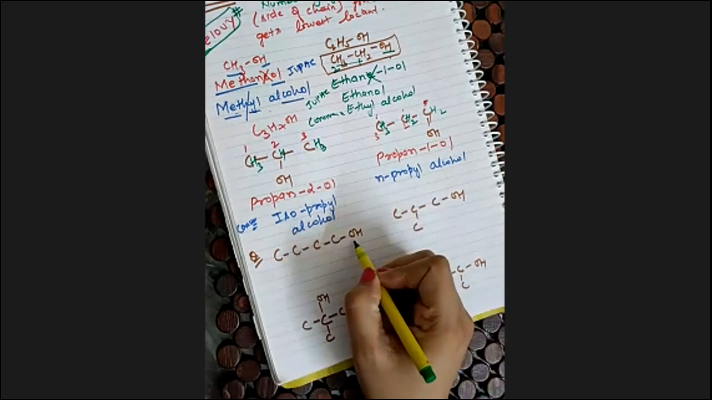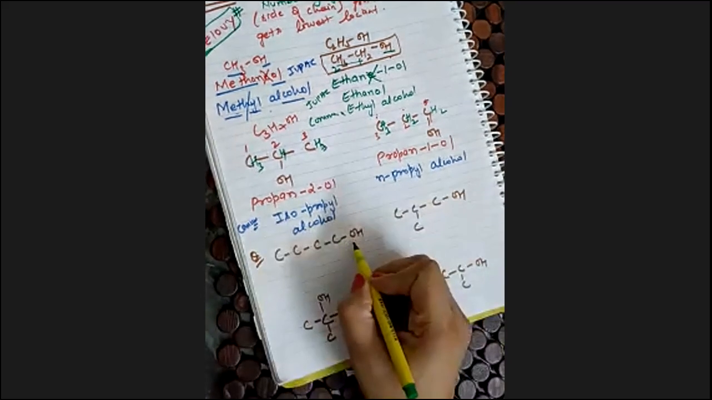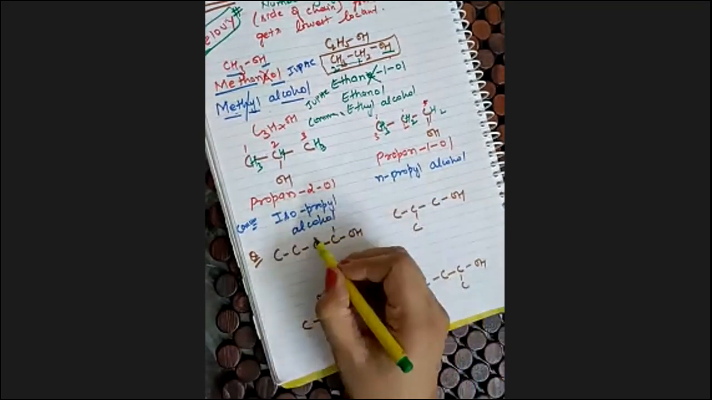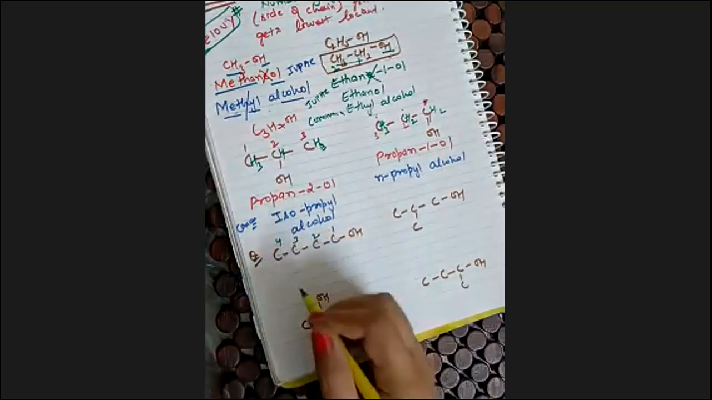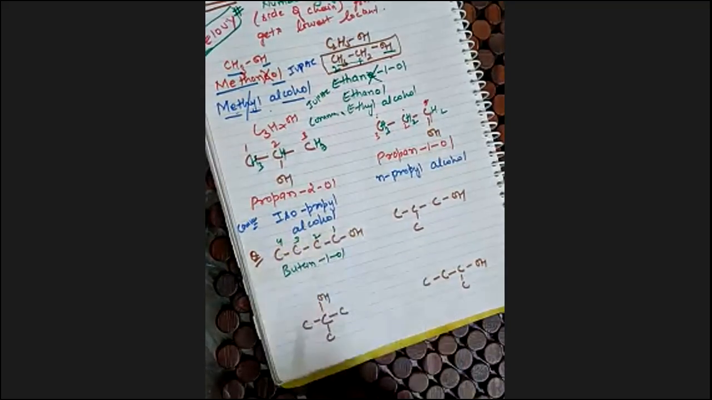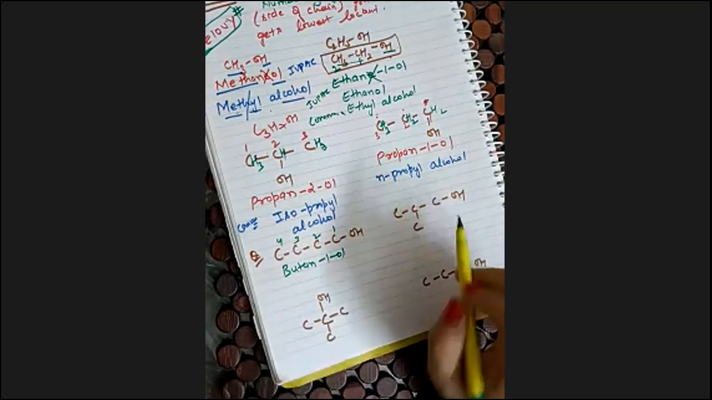This OH group is attached at the last position. So simply, to give the nearest position to this locant, you must start from this carbon: 1, 2, 3, and 4. So this will be simple: butan-1-ol. Clear? Now, if we talk about this, we have to find out the longest chain.